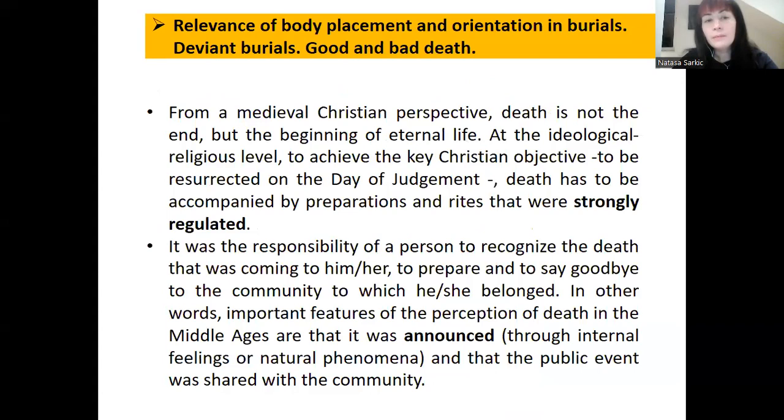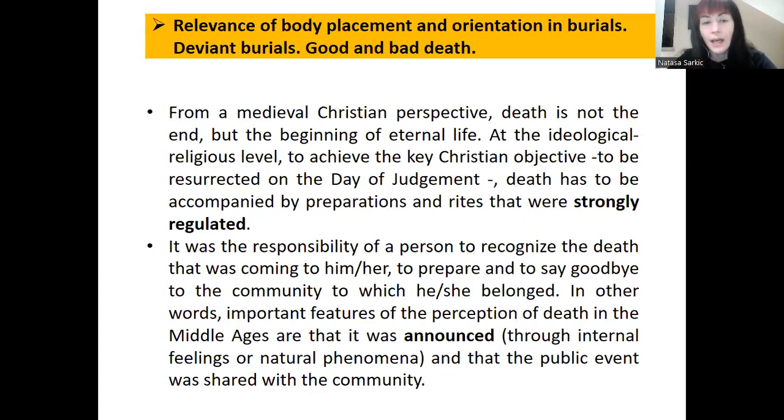From a medieval Christian perspective, death is not the end. It's just the beginning of eternal life. So that's why, on the theological religious level, it is the most important part of Christianity, and the objective of their culture is to be resurrected on the judgment day. So there are a lot of rites that are strongly regulated in order to be buried in the proper way for Christians.